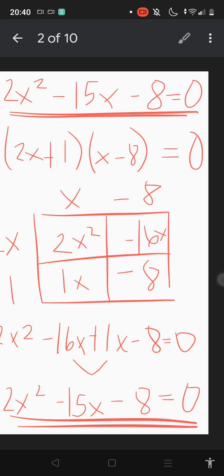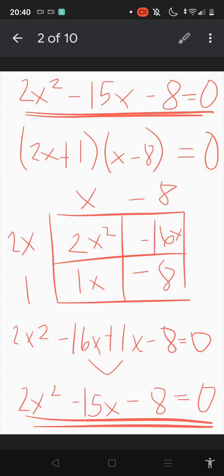So when transposing, the coefficient takes the opposite of its sign. The next thing we have to do is factor the quadratic equation, because as you can see, it has now become a quadratic equation, 2x squared minus 15x minus 8. Our first example factors are 2x plus 1 and x minus 8.